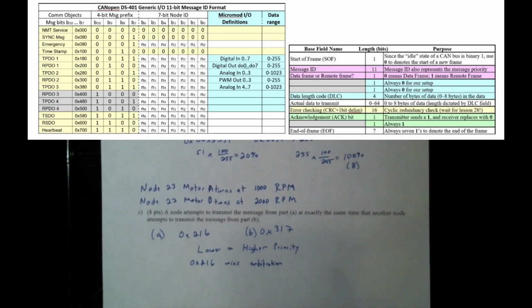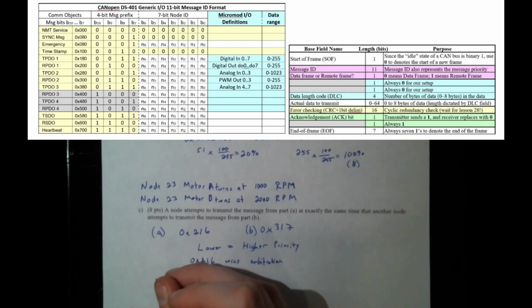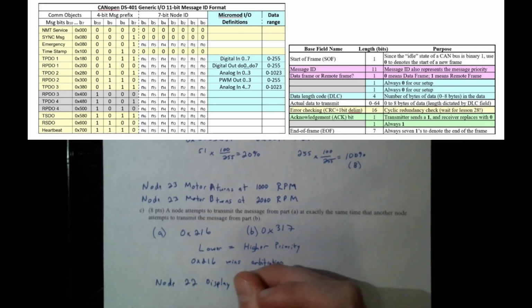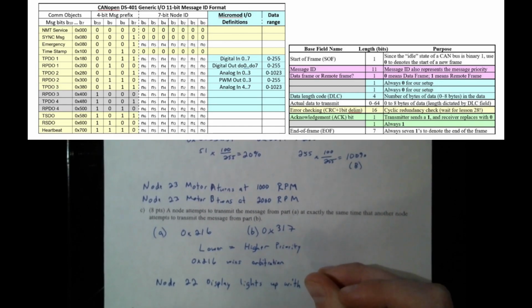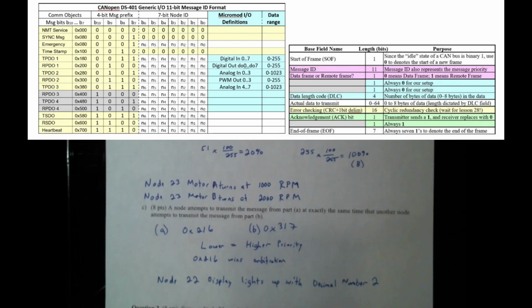And that means, given that this asked us to give the output in this specific format, we're going to say that node 22 display lights up with decimal number 2. Right? Because that's what happened in part A. And so if A's message wins, that's what's going to happen, physically on these MicroMod boards. Okay, so that's it for problem 1.